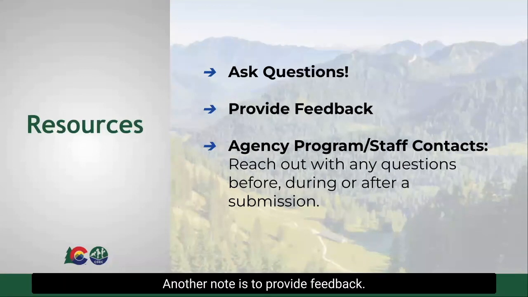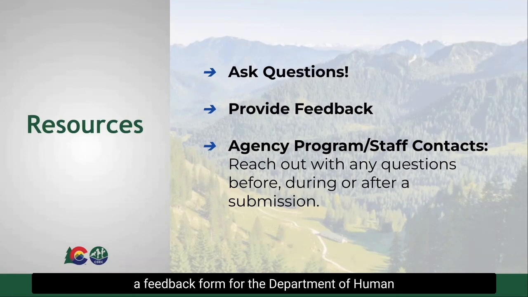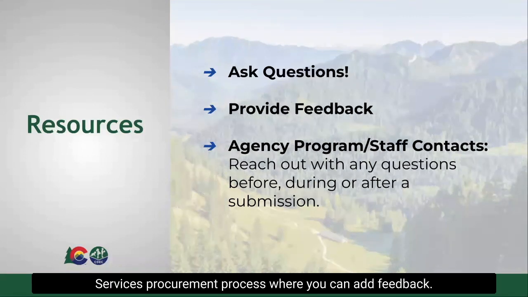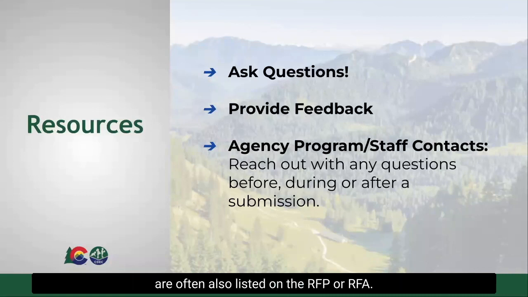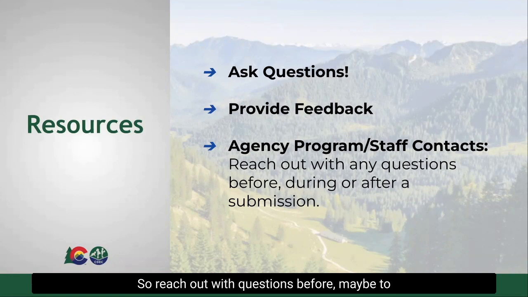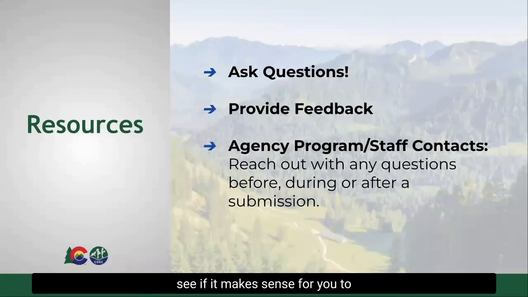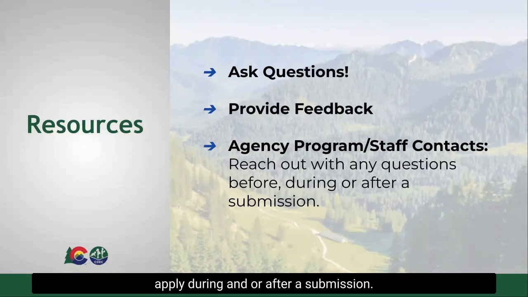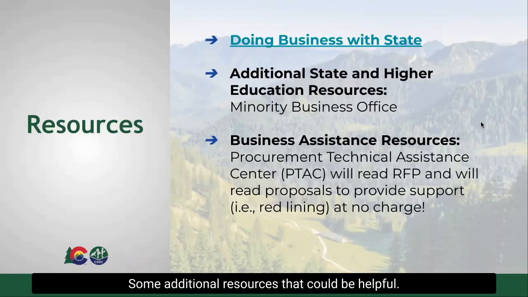Another note is to provide feedback. So the Colorado Department of Human Services is working to improve their bid process right now. If you look at your note taker on the last page, there is a link to a feedback form for the Department of Human Services procurement process where you can add feedback. And last but not least, agency program and staff contacts are often also listed on that RFP or RFA. So reach out with questions before, maybe to see if it makes sense for you to apply, during, and/or after submission. Some additional resources that could be helpful.